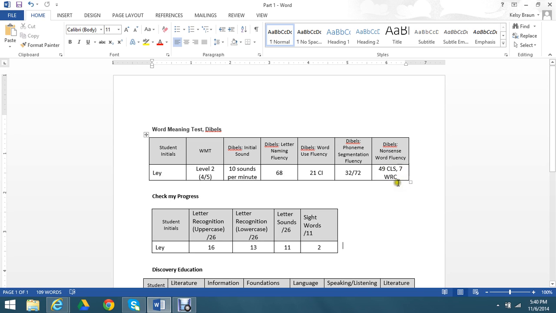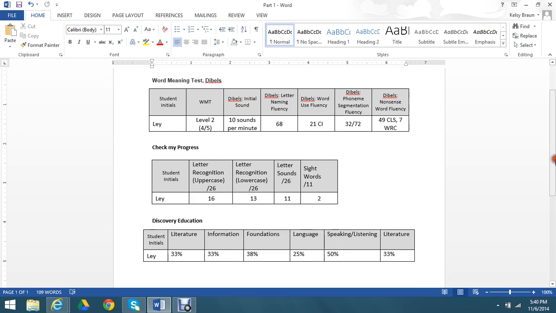WRC, he got 7 words correct. So he was able to take 7 of those nonsense words and say the whole thing, put all of the sounds together, which is good. This is a total of 50 words. So we are still working on it because he got 7 out of the 50. So we want to keep pushing that goal up to 50, trying to be able to sound out all those sounds and putting them all together.